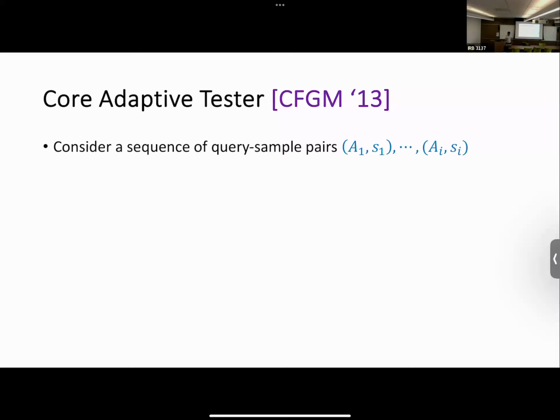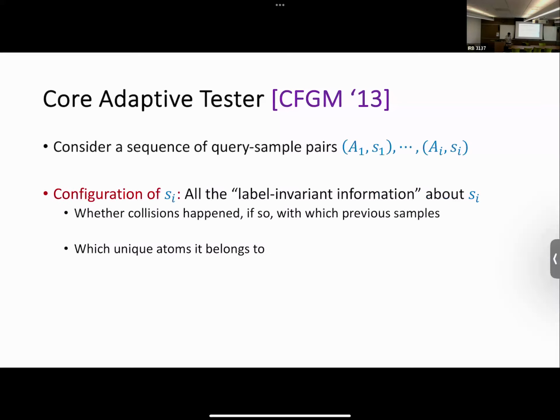So one of the important notions is the configuration of S_i. What is the configuration of S_i? It is very simple. You can think of one run of the testing algorithm. At each step, the algorithm specifies some subset and gets some sample from that subset. Suppose these are the subsets. This is the first subset A1, and you get some sample, small s. This is A2, and you get something from here.